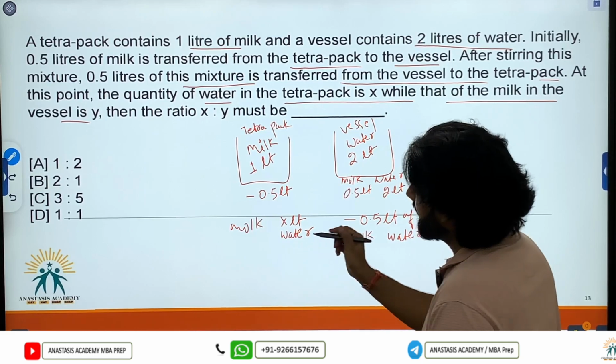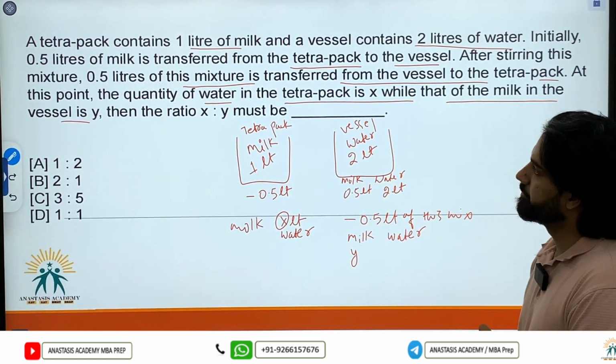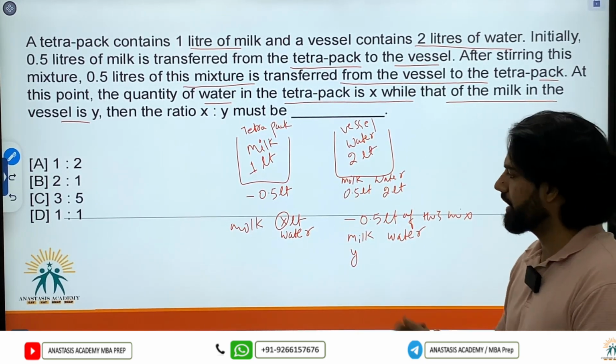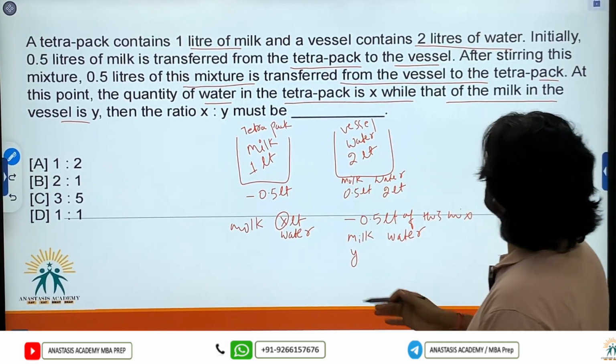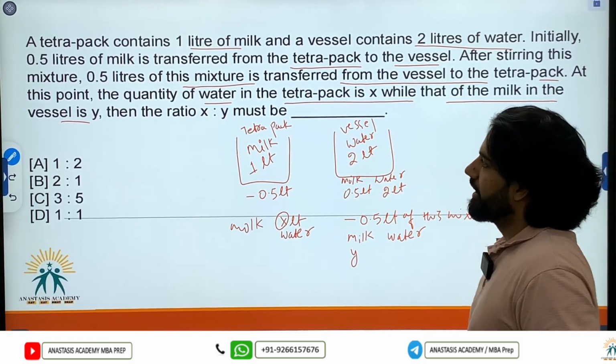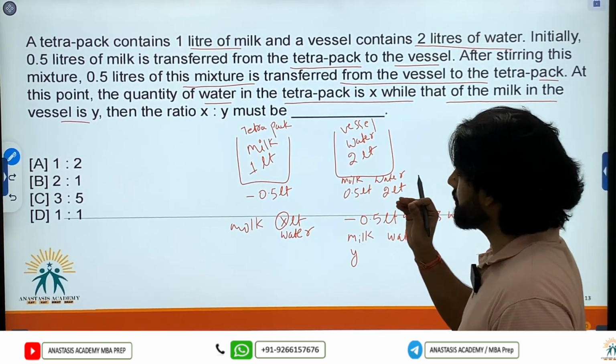So I know it is given that X liter is the water, right? I'm assuming that it is X liters of water, assuming the units to be in liters. So listen carefully. We are not solving this question. Actually, we are solving this question very smartly.